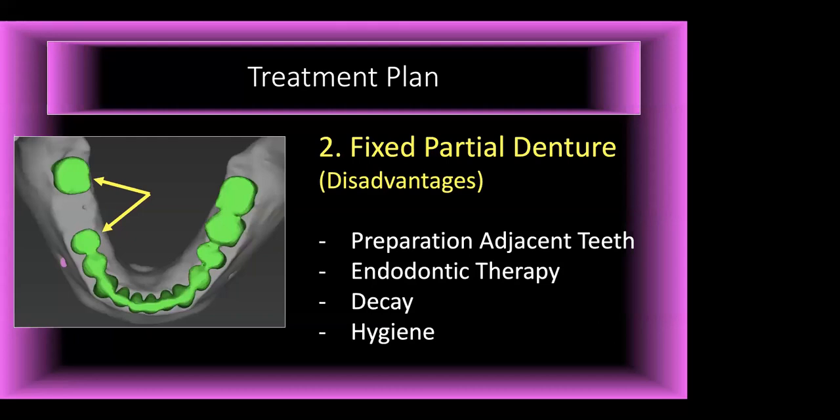What are the disadvantages of that? You have to prepare the adjacent teeth, possible endodontic therapy, decay. We know that with a fixed partial denture, number one leading cause of failure is decay. Why is that? Because it's very hard to clean. So there's hygiene issues with that.